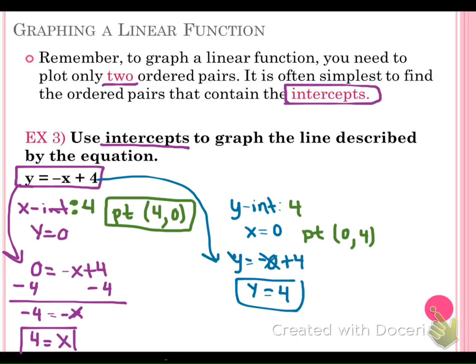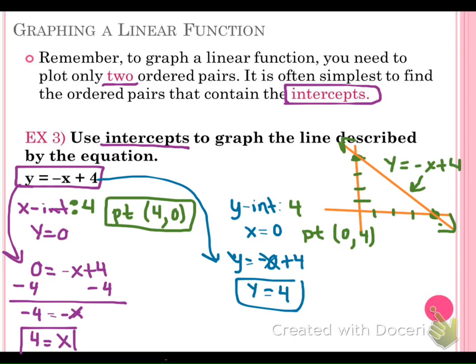Now I'm able to graph this and find out what this line looks like. I have the point 4, 0, so I'm going to go over 1, 2, 3, 4 and put a point right there, and I have the point 0, 4, so I'm going to go up 1, 2, 3, 4, and that right there gives me the line that I'm looking for. So that right there is y equals negative x plus 4. And all I needed to do was find the x-intercept and the y-intercept, and that allowed me to graph my function.